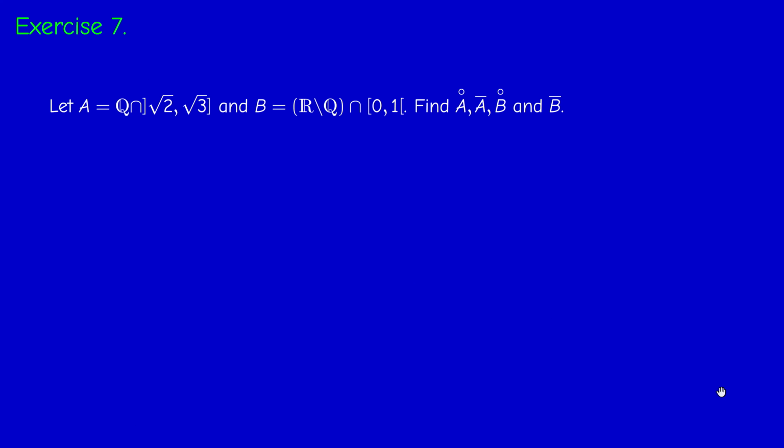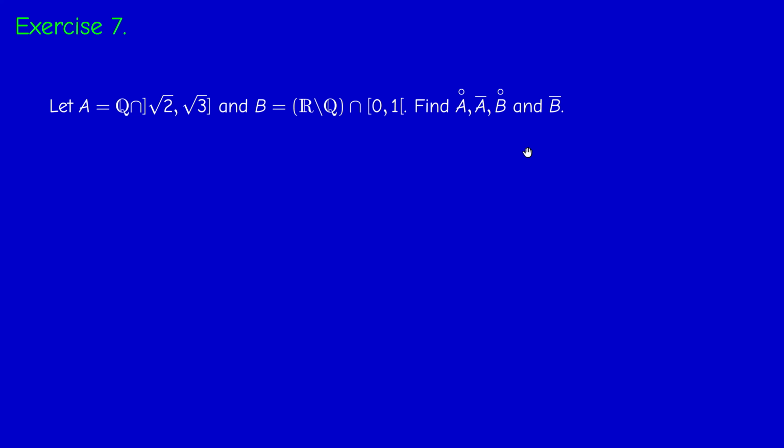Exercise 7. We are given two sets of the real line. The first set A is the set of all the rational numbers between radical 2 and radical 3. Of course, I can open the interval at radical 3 here because radical 3 is not in Q. The second set is the set of irrational numbers between 0 and 1. Once again, I can open this here; it doesn't change anything. We have to find the interior, the closure, and the boundaries of these sets.